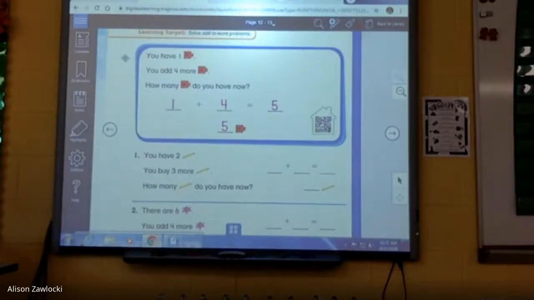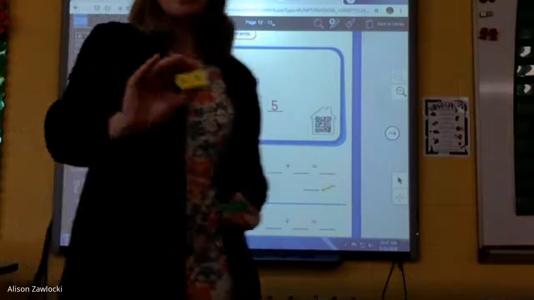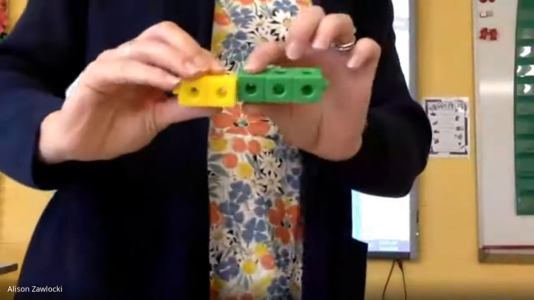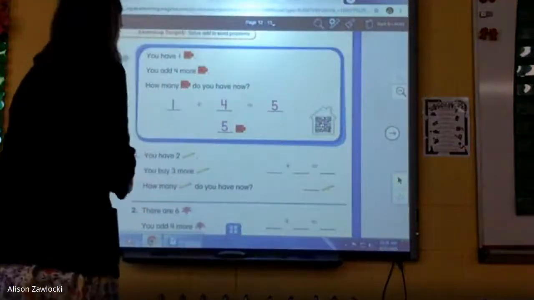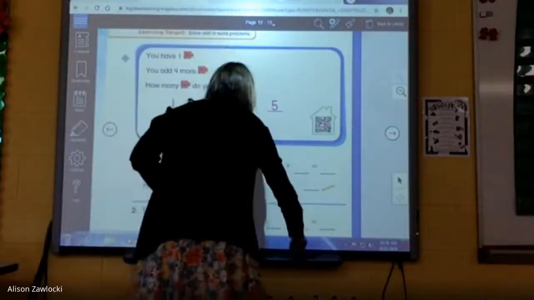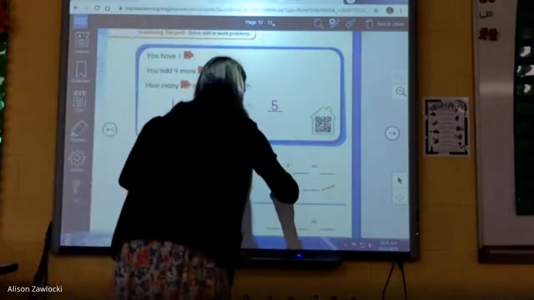I'm going to use these blocks to represent our objects. So you have 2 pencils and you buy 3 more. So I have 2 blocks and I buy 3 more. So those are my 2 parts. Let's put them together to make our whole. But before we do that, I need to write part of my number sentence. So I need to write 2.